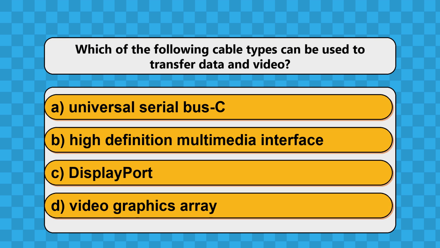Question 32. Which of the following cable types can be used to transfer data and video? Option A. Universal Serial Bus C. Option B. High Definition Multimedia Interface. Option C. DisplayPort. Option D.